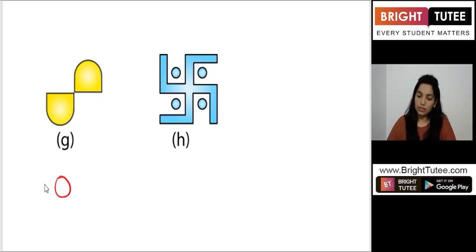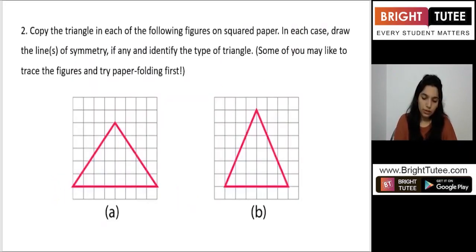Okay. Now let's look at this one, H part. Clearly, I see that I cannot draw any line of symmetry for this H part as well. So again, this has got 0 lines of symmetry. Moving to the next one, it says, copy the triangle in each of the following figures on square paper. In each case, draw the line or lines of symmetry, if any, and identify the type of triangle. Some of you may like to trace the figure and try paper folding first.